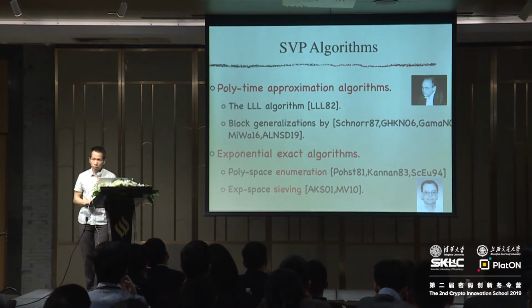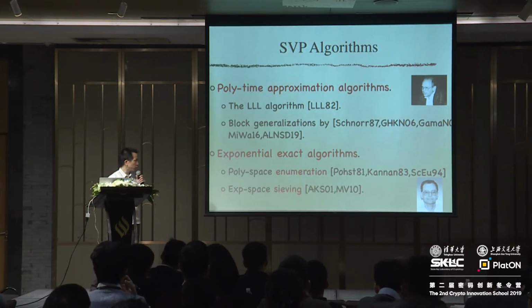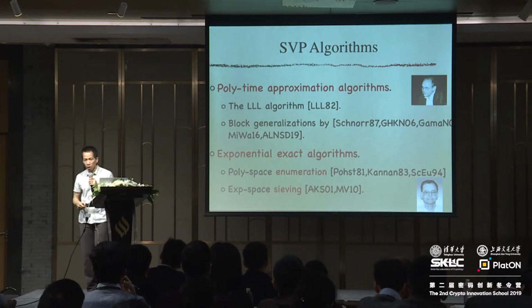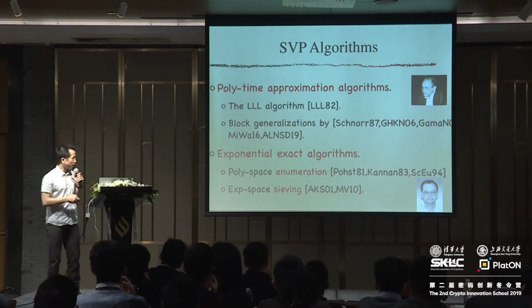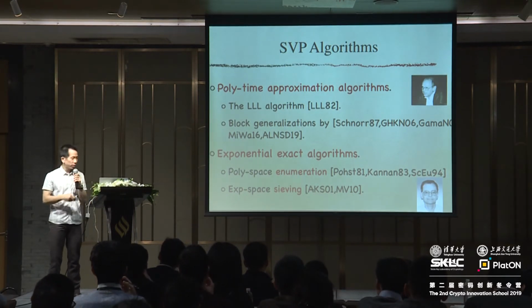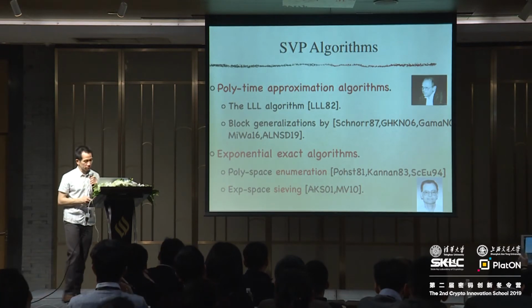And then you have two types of algorithms. Either you restrict to a very small space, very small memory, so that's enumeration and beyond, or you're willing to pay exponential memory, and then you have all these sieving algorithms.